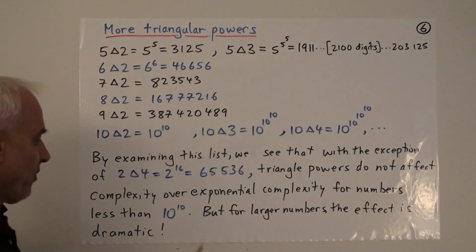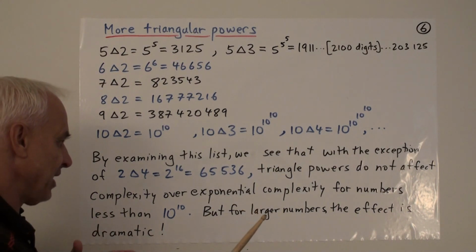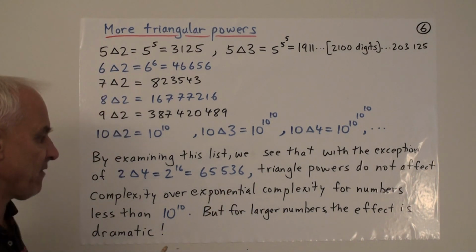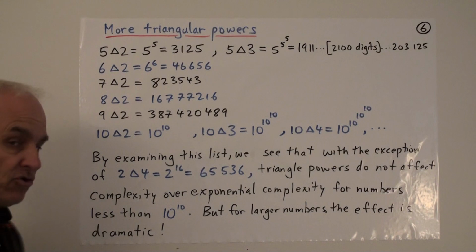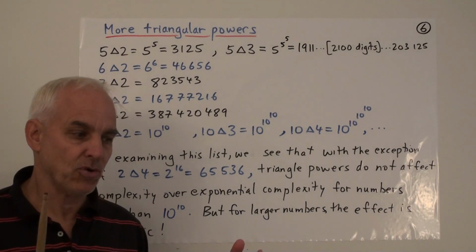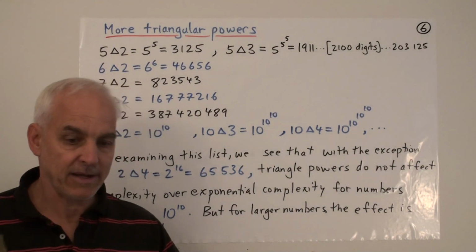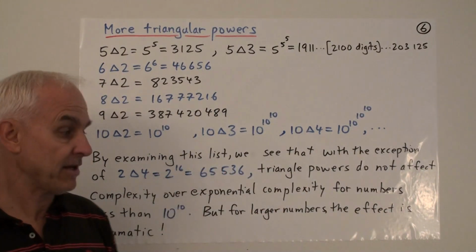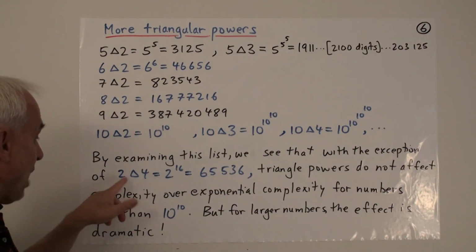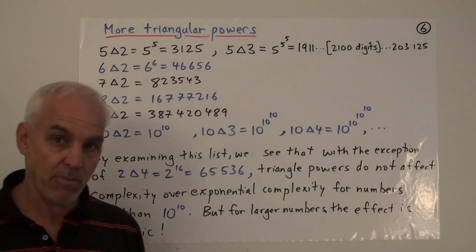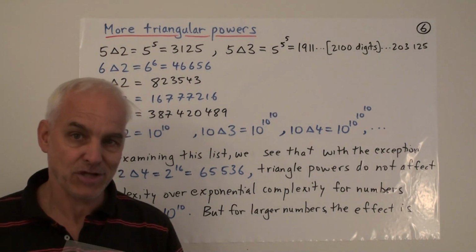Okay, so for relatively small numbers, there's not much difference between exponential complexity and triangular complexity, but for larger numbers, the effect is quite dramatic. We're able to express compactly bigger numbers dramatically more efficiently if we allow ourselves the triangle hyperoperator along with exponentiation.